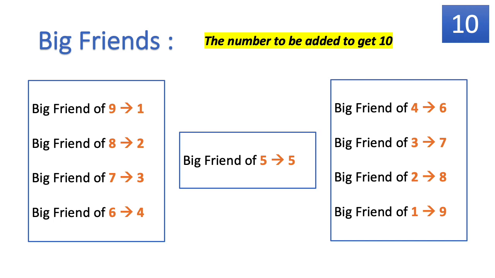So big friend of 9 is 1, then big friend of 8 is 2, big friend of 7 is 3, and the big friend of 6 is 4, big friend of 5 is 5, big friend of 4 is 6, big friend of 3 is 7, big friend of 2 is 8, and the big friend of 1 is 9.